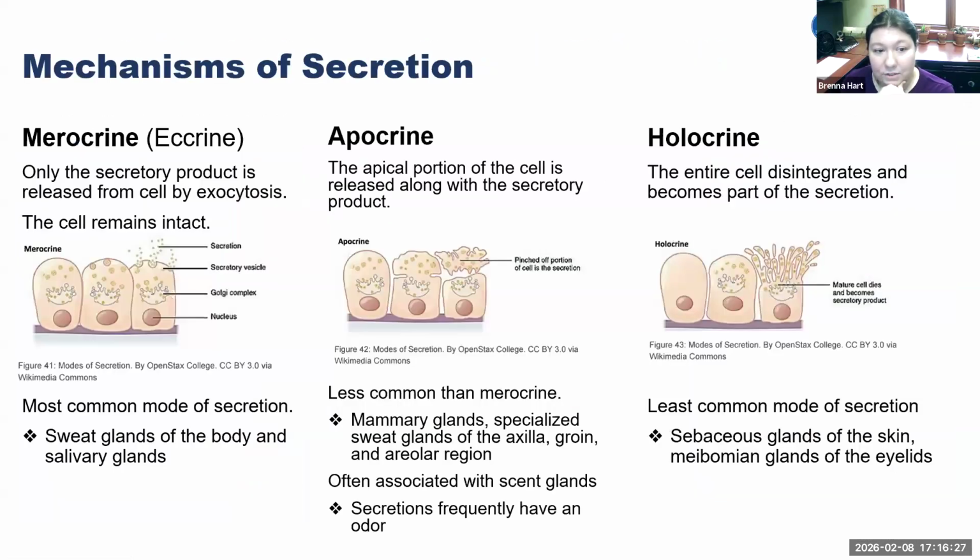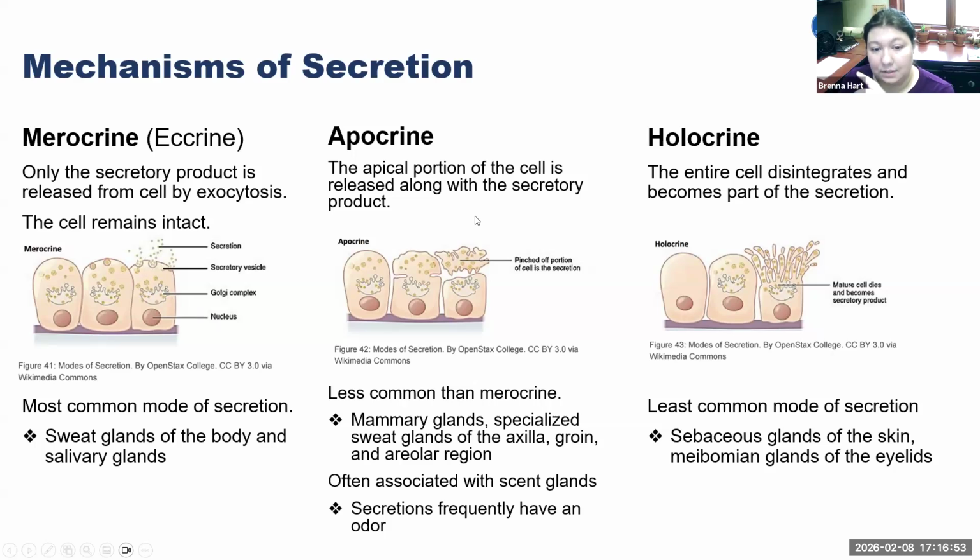And then mechanisms of secretion. You have three main. The first is merocrine, which is also called eccrine, and then apocrine and holocrine. Merocrine is the most common by far. It's just the cell releasing the secretory product through exocytosis. The cell remains intact during this process. And like I said, it's the most common, so really think of like sweat glands all over the body, the salivary glands within the mouth.